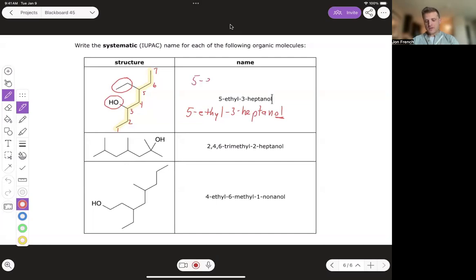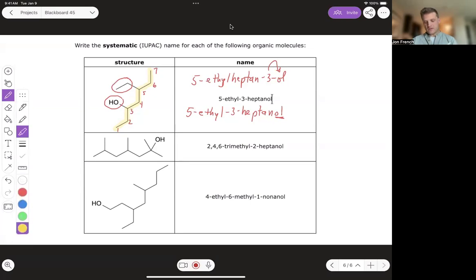It should also accept 5-ethylheptan-3-ol, where that 3 still pertains to the alcohol and the 5 pertains to the ethyl group. We'll try the next one and see what we come up with.